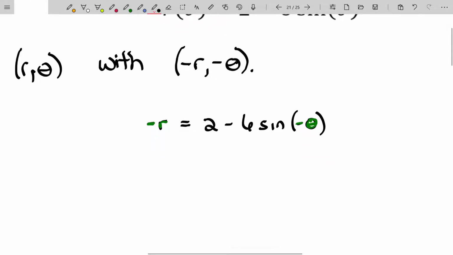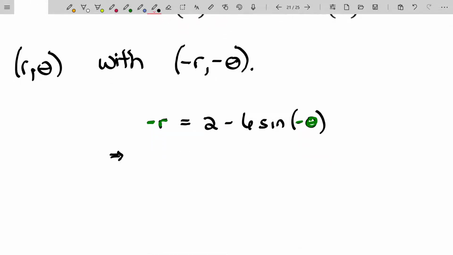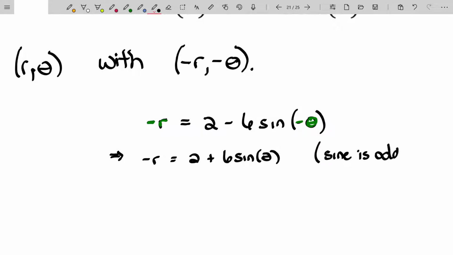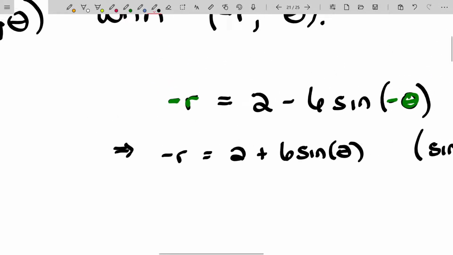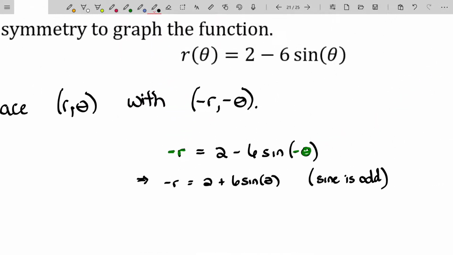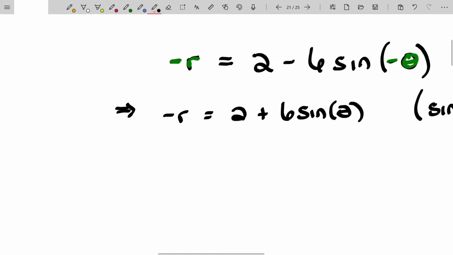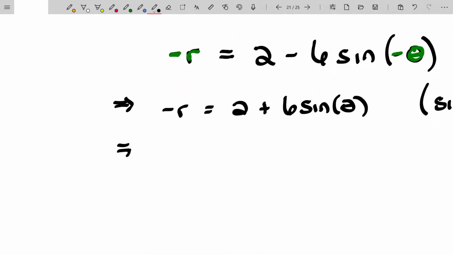Now what we're going to do is a little bit of manipulation. We know that sine is an odd function, so this implies that negative r is 2 plus 6 sine of theta, and that is because sine is odd. I'm just going to justify it this way. And then let's multiply everything by -1 because I want to get r equals. I want to see if it turns back into the original equation. So you multiply everything by -1 and you get the following. R is equal to -2 minus 6 sine of theta.